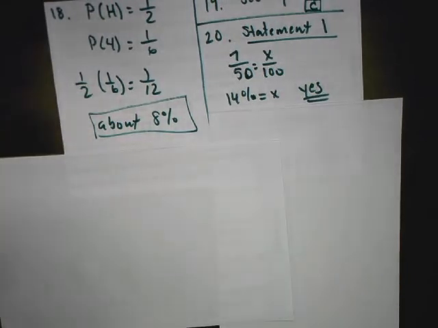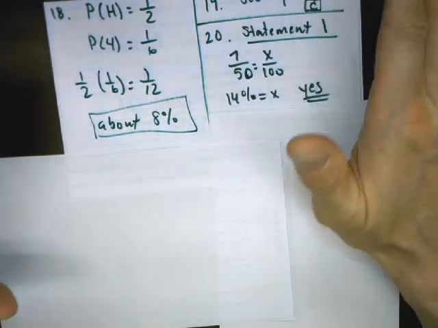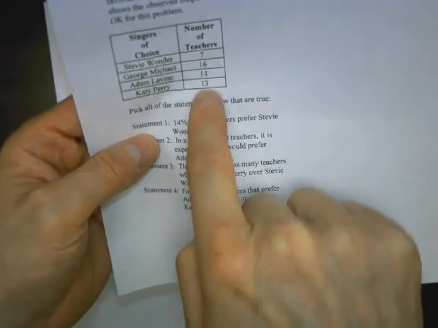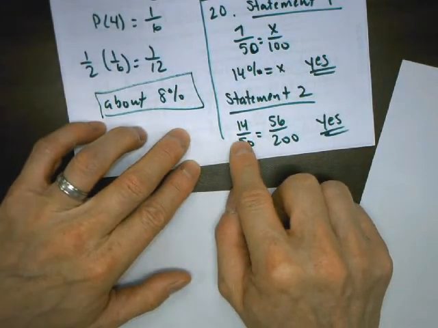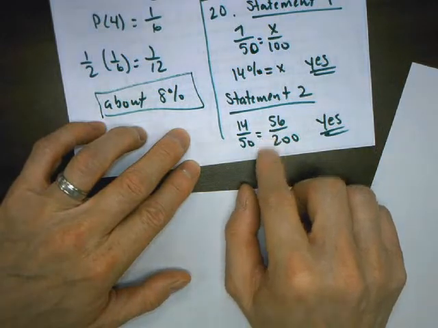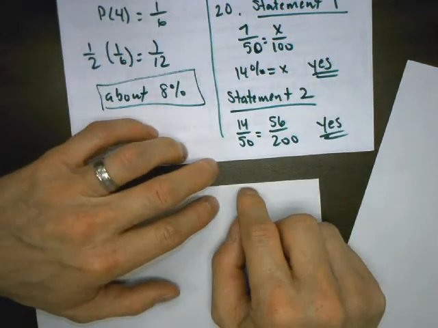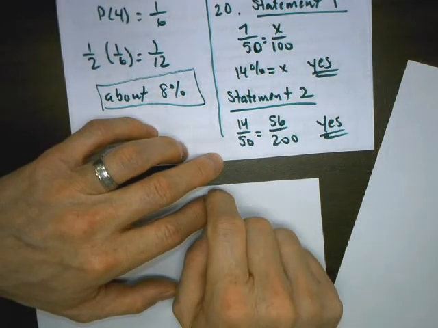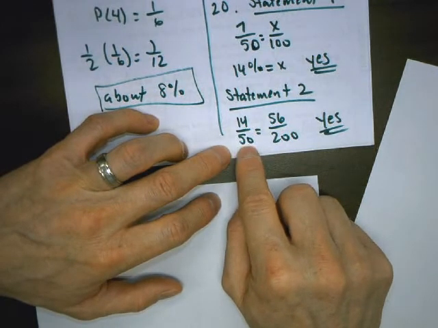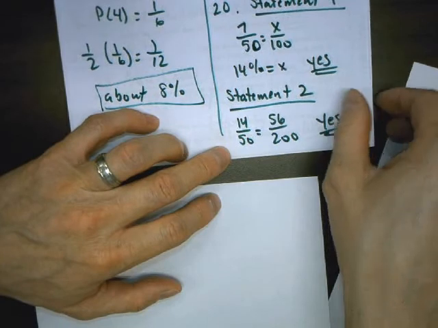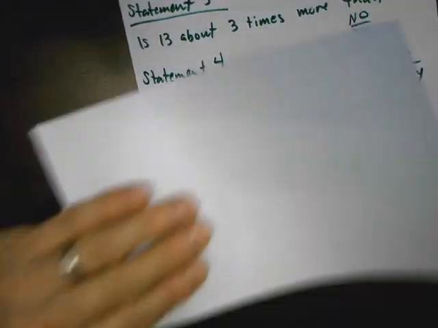Statement 2 says, in a group of 200 teachers, it's expected that 56 would prefer Adam Levine. So they said out of 200, that's a total, and Adam Levine is 56. So from the table, Adam Levine is 14, and the total from the table is 50. The question is, does 14 out of 50 from the table equal 56 out of 200 from the statement? If they equal the same, it's true. I can cross multiply that way, or if I see a shortcut, 50 times 4 is 200, so if 14 times 4 is 56, then they're the same. So statement 2 is also true, because they were the same proportion.